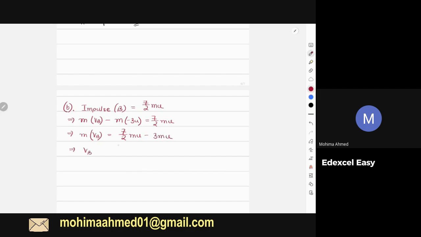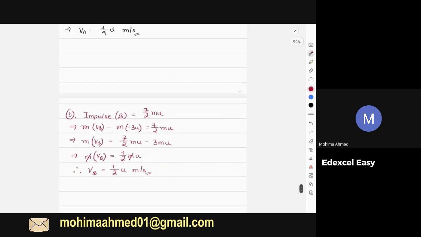So vb, sorry, this is half mu. So masses get cancelled out and you get vb as half u, right? And again, my calculation gives me a positive value for the velocity of particle B. That means the assumption that I made at the top was correct. And that's why, if my assumption was correct, my values came out to be positive.